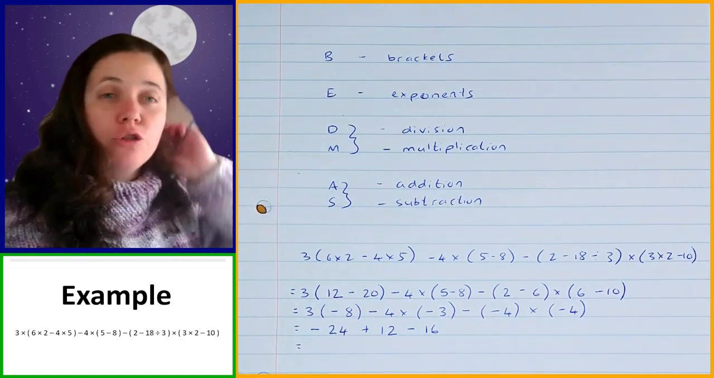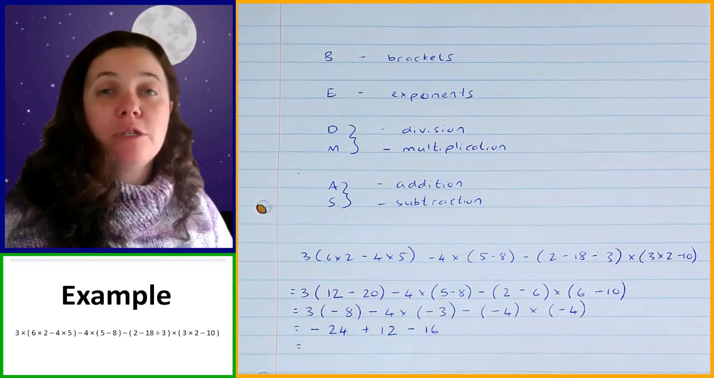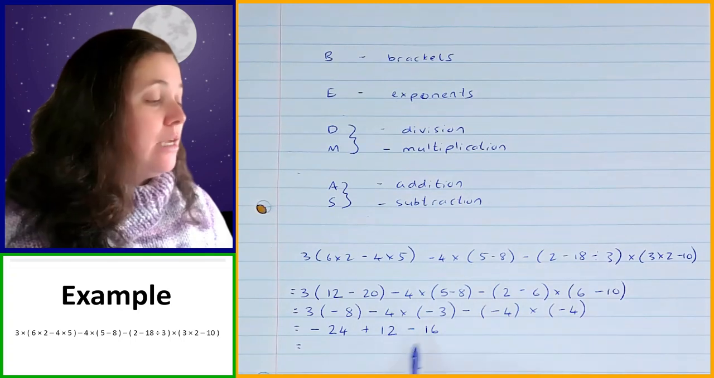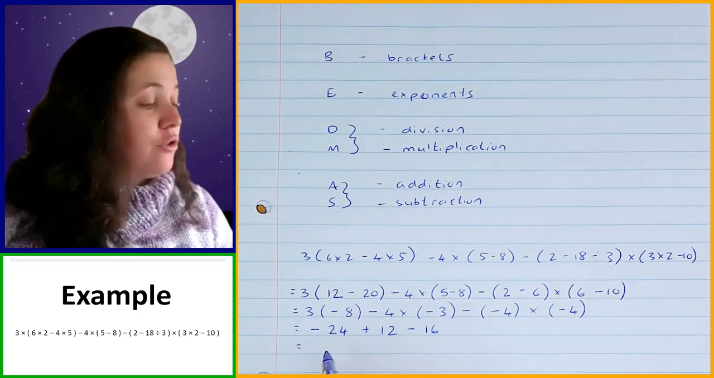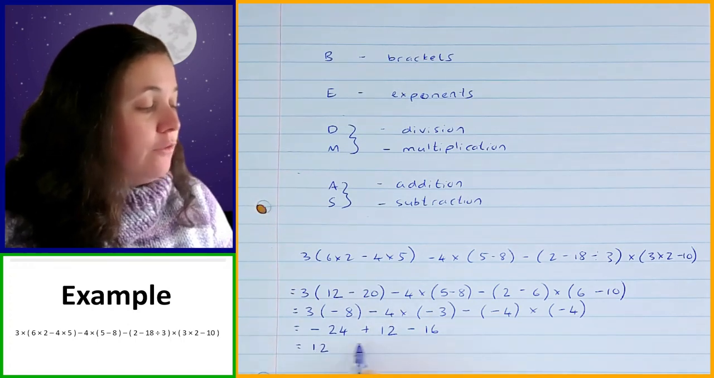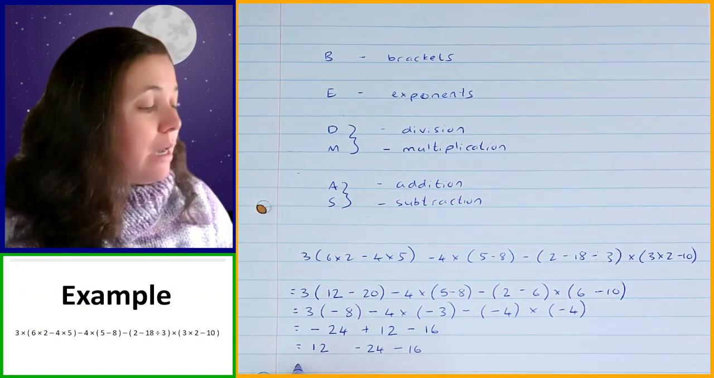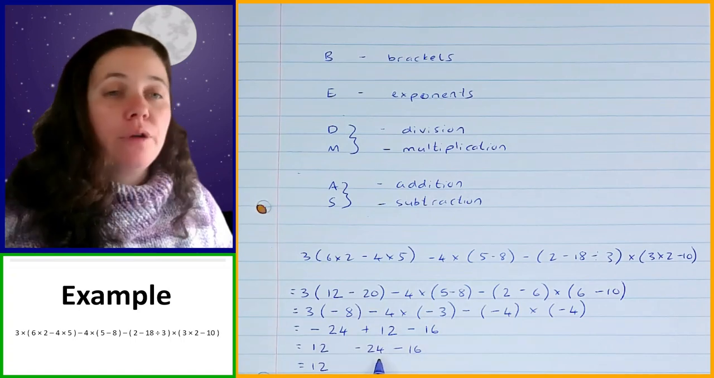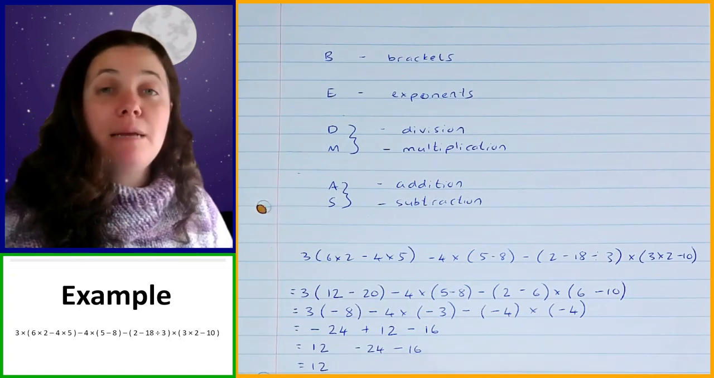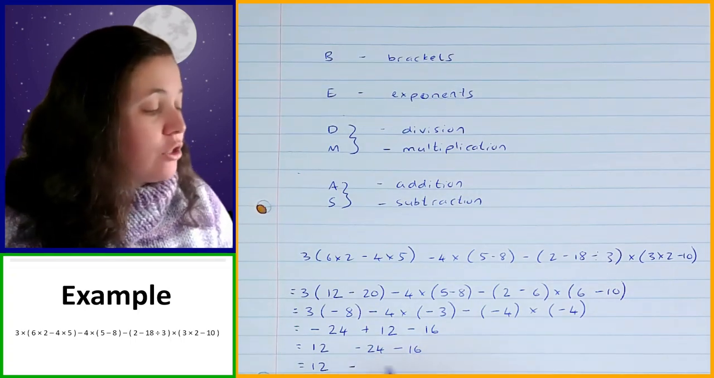So now what you can do is simplify from left to right, or you can group your positives and your negatives. It doesn't really matter how you do it. I'm going to group my positives and negatives. You don't have to do it that way, but I'm going to put my positive first, which is the 12, and I'm going to put the minus 24 and minus 16 last, and then I'm going to simplify my negatives over here. So negative 24 minus 16, because they have the same sign, I can just add their absolute values and keep the sign the same. So that's going to be 24 plus 16, which is 40.